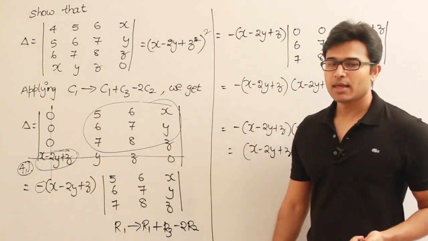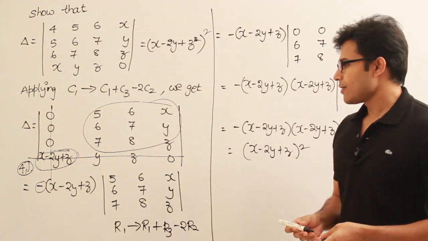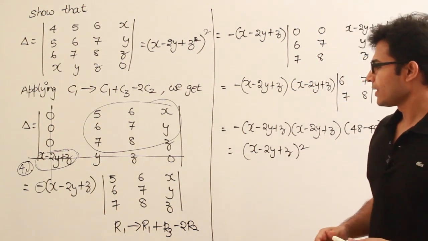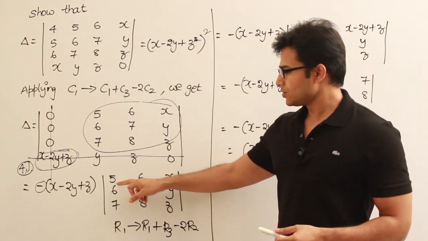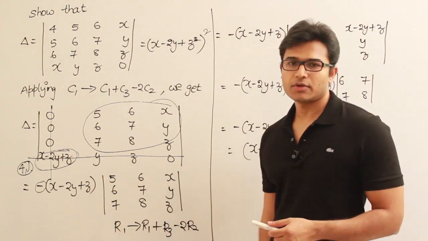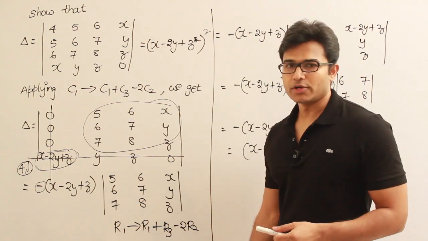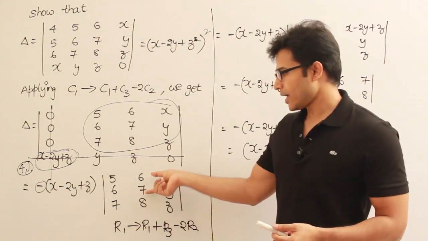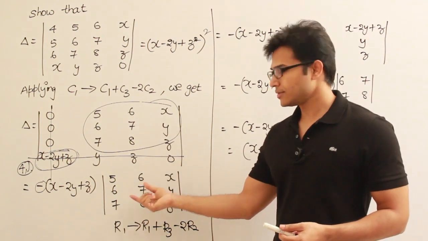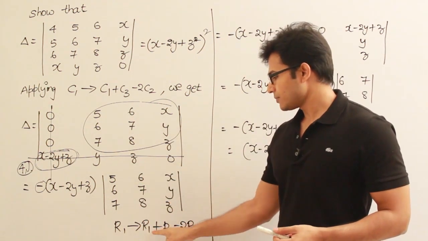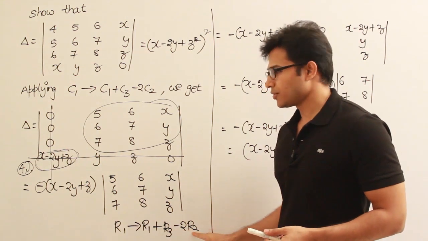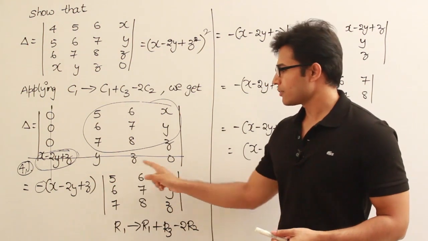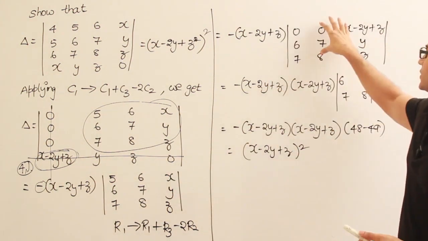So this is what we have. Now again if you look at it, we can apply some modifications here. If I add these two rows, 5 plus 7 is 12 and 6 plus 8 is 14. 2 into 6 is 12 and 2 into 7 is 14. Therefore I can add R1 plus R3 and then subtract 2 into R2, and put the result in the place of R1. So what do we get? This one, right?